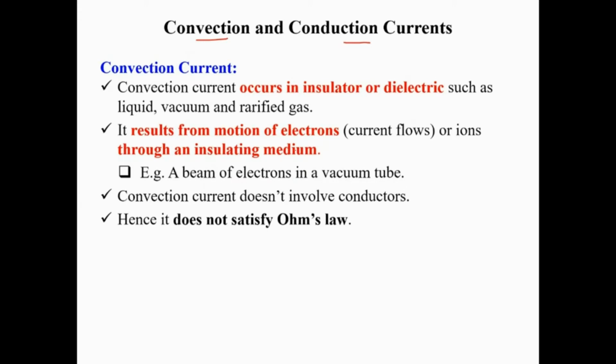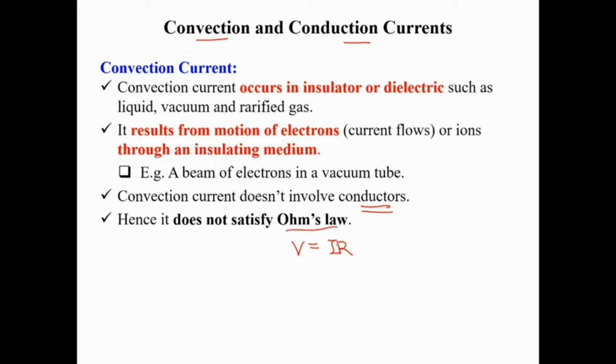This one is also generating the convection currents. For this convection current, it doesn't involve the conductor, of course, because it involves the insulator, and it does not satisfy Ohm's law. What is Ohm's law? V equals IR. So this is Ohm's law. So you cannot calculate the voltage for these situations by using Ohm's law.